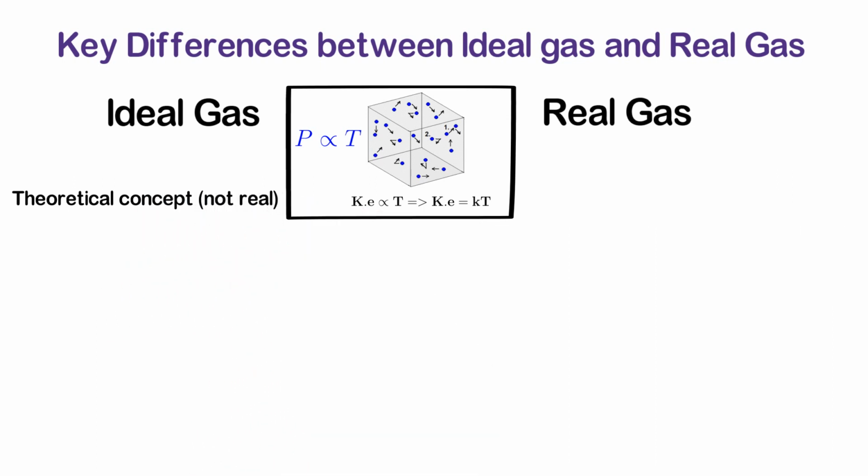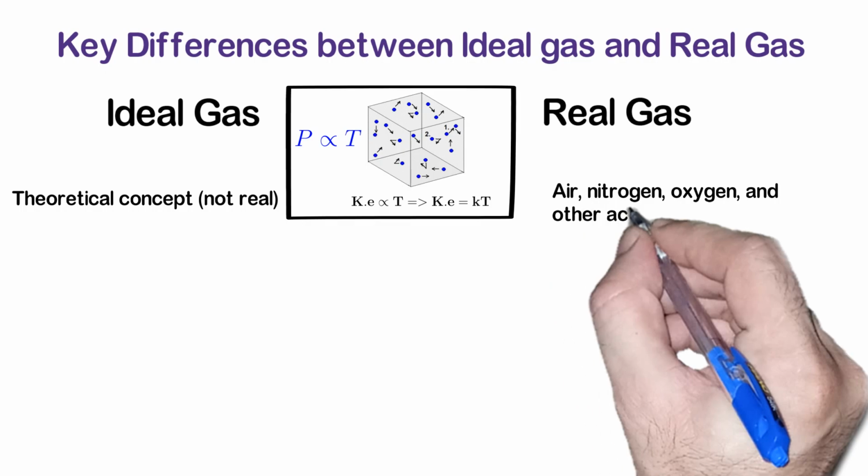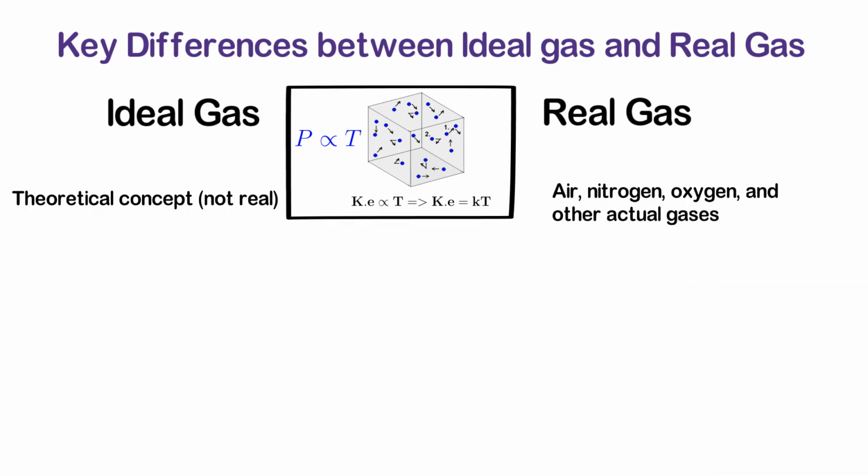Number one is ideal gas. Ideal gas is a theoretical concept. In reality, there are no ideal gases, but ideal gas is just a theoretical concept, unlike real gases like air, nitrogen, oxygen, and other actual gases, which are known as real gases.